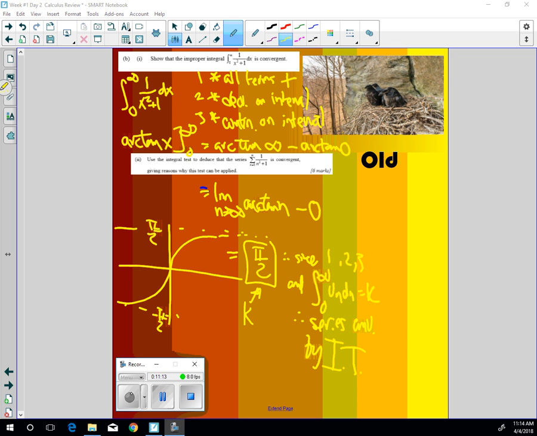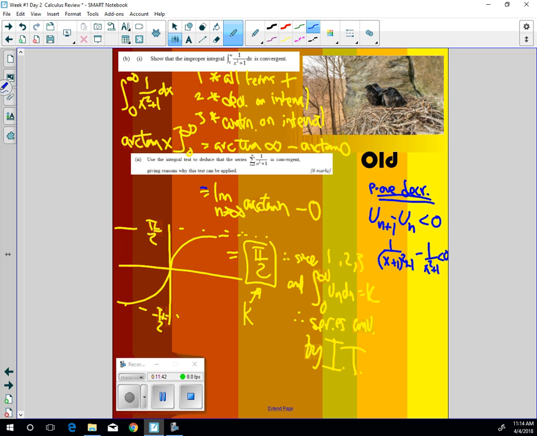Quick comment came up, and it's a good one. How could you prove decreasing? Let me show you that real quick. If you go u of n plus 1 minus u of n has to be less than 0. So for this one, it would be 1 over (n plus 1) squared plus 1 minus 1 over n squared plus 1 is always less than 0. You could actually algebraically prove that. I wouldn't want to, but you could.